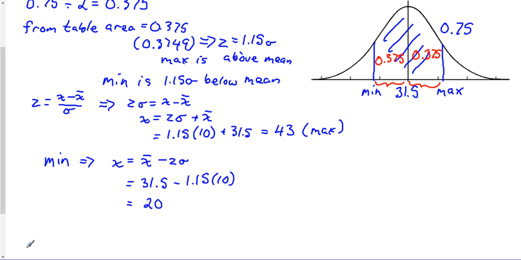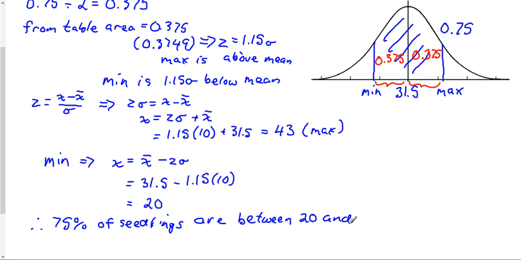So 75% of seedlings are, let's say, between 20 and 43 centimeters. Now, so that gives us the percentage of the data, or a range that encompasses that percentage of the data.